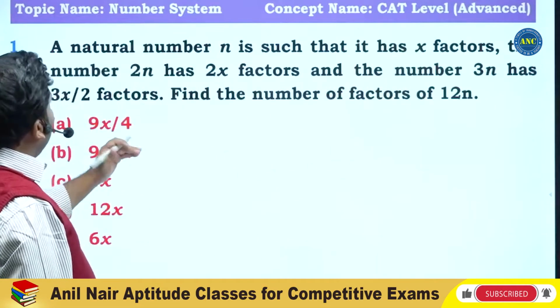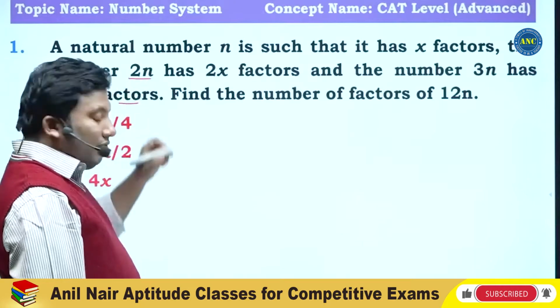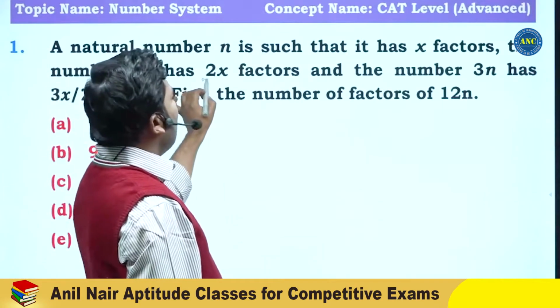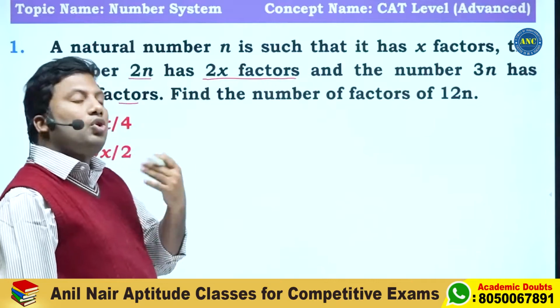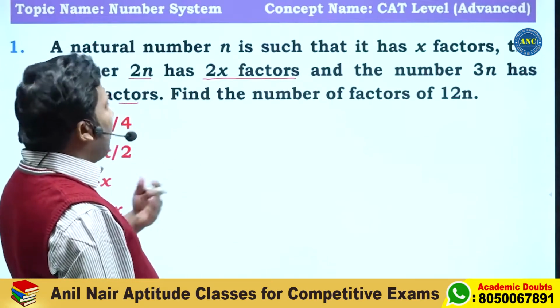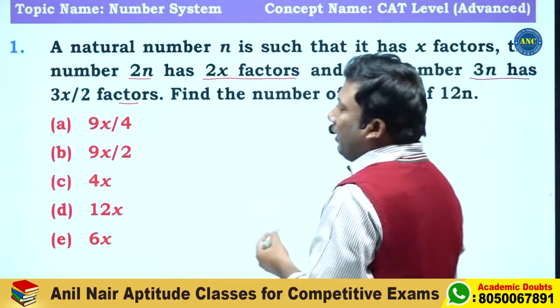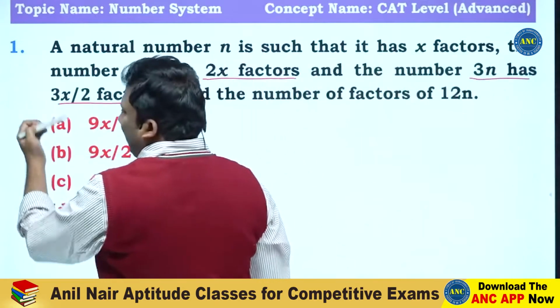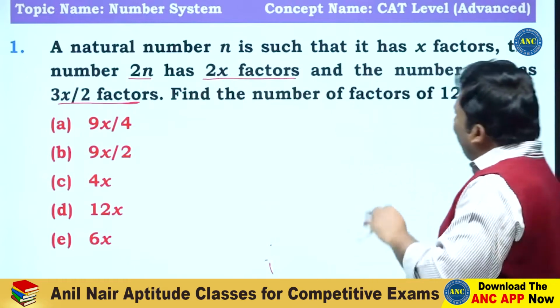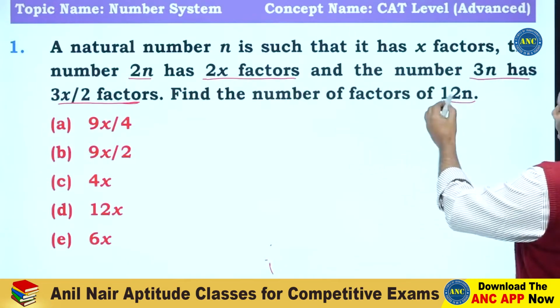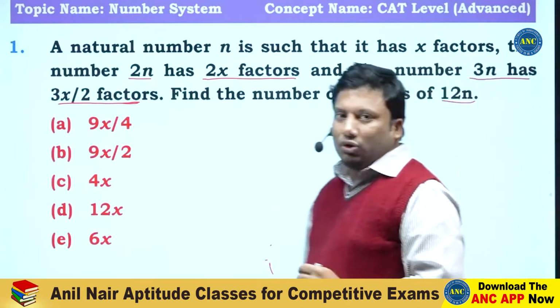The number is multiplied by 2, so we get 2n. The number of factors became 2x. The number is multiplied by 3, so we get 3n. The number of factors became 3x by 2. Find the number of factors of 2n. Find the number of factors of 12n.